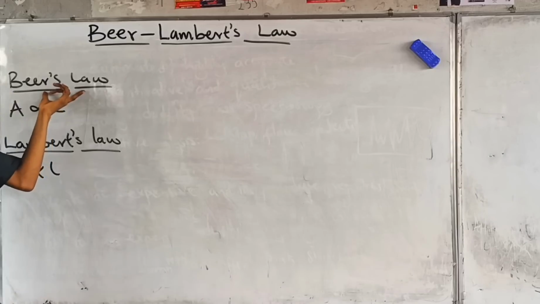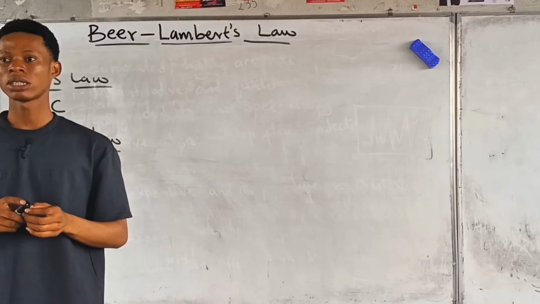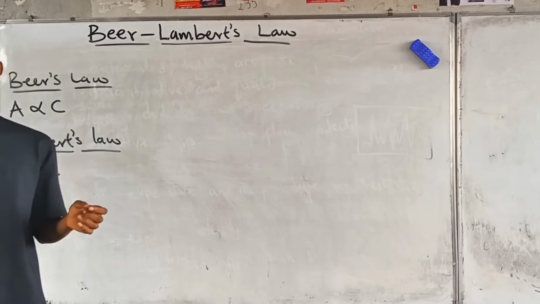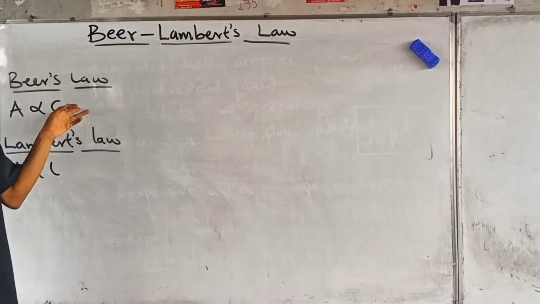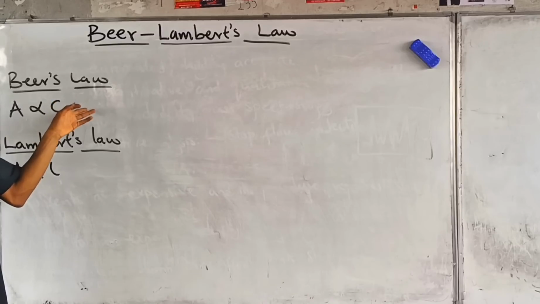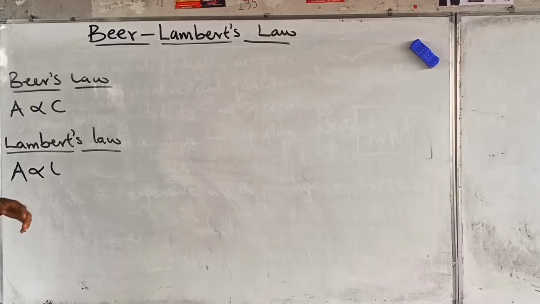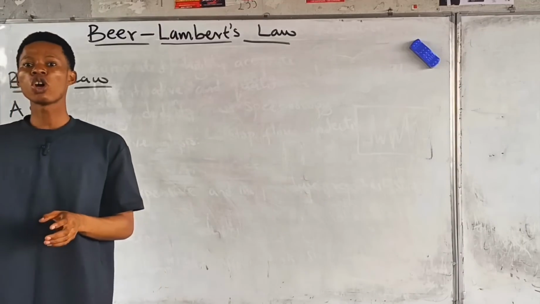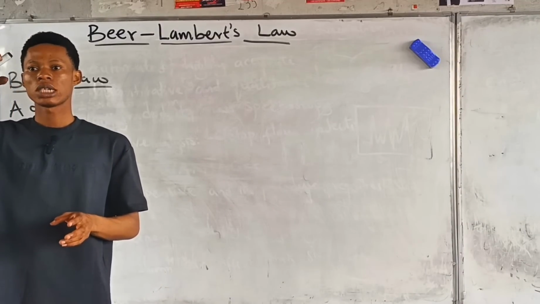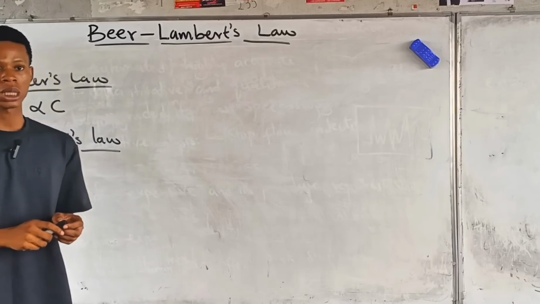Now, Beer's law states that the absorbance of a light absorbing material is directly proportional to the what? The concentration of the light absorbing material, right? Or you say the absorbance is directly proportional to the number of molecules in that light absorbing material. So what that actually means is this.